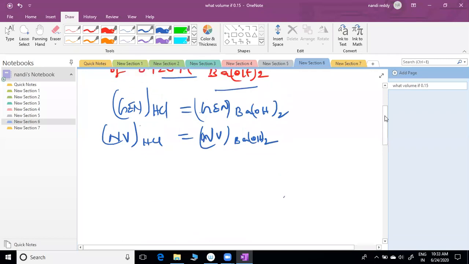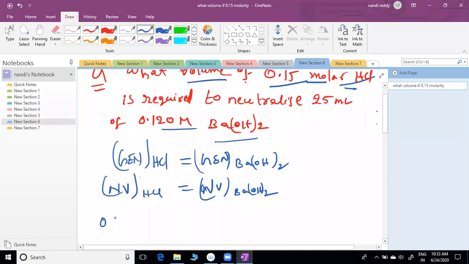What is the N factor for HCl? HCl has N factor 1. So 0.15 into 1 N factor, but the volume V I don't know because they are asking for volume only. If it is ml, you can keep ml. Next, barium hydroxide. What is the concentration? 0.120. What is the N factor for barium hydroxide? 2, into volume.